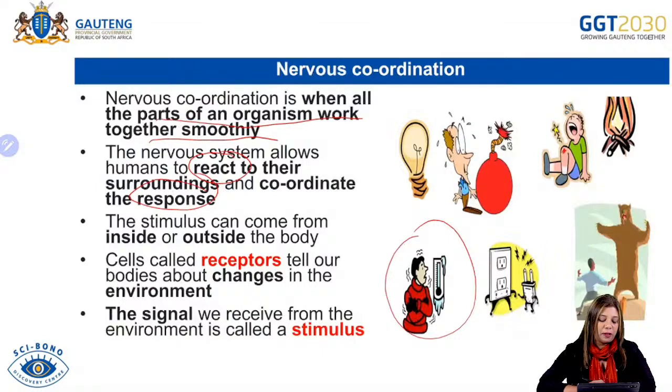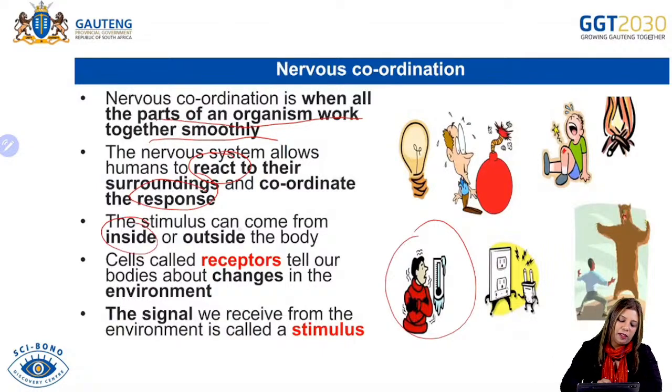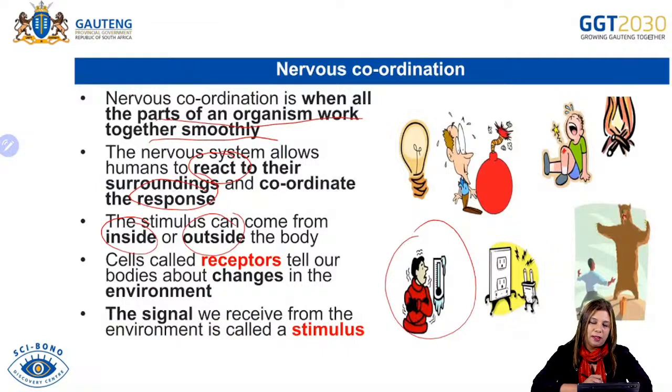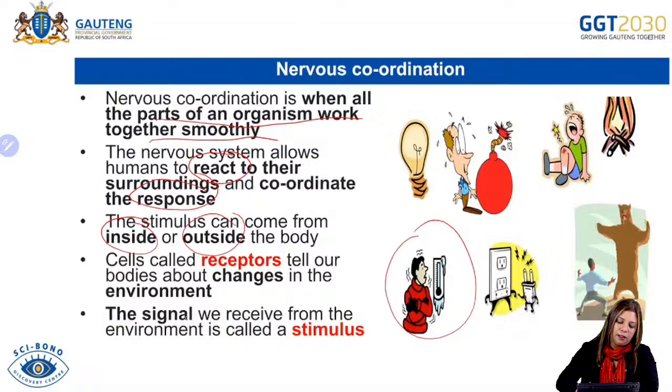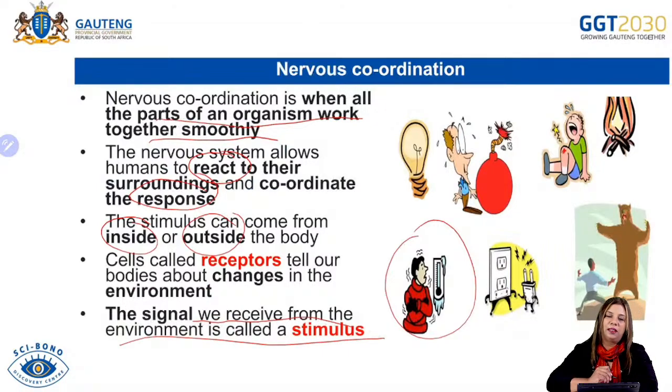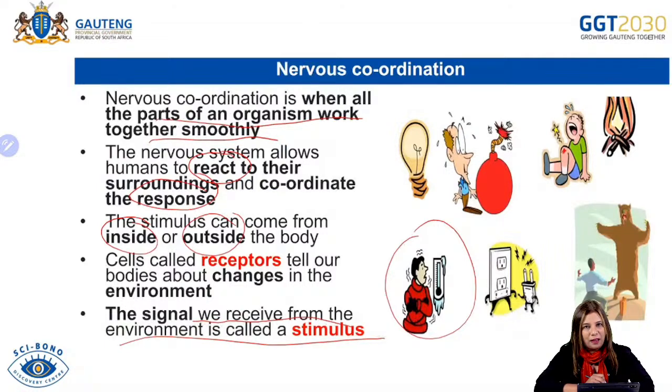The stimulus can come from inside or outside the body, like we explained. Now, a stimulus is a change in the environment. So if you look at the last sentence, the signal we receive from the environment is called the stimulus. So what can the stimulus be inside our body? Maybe we're feeling hungry. So your stomach will send a message to your brain and say, I'm feeling hungry, and then you go to the fridge and raid the fridge. Or maybe it can be outside the body. As you can see, the person got hurt on the outside, and so they are feeling pain within their body. And the message is sent to their brain to say, you know what, they need to administer some first aid.